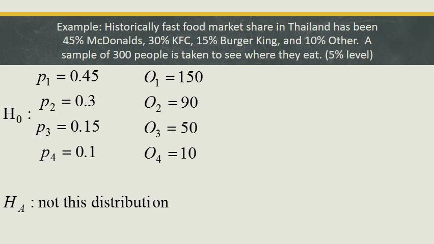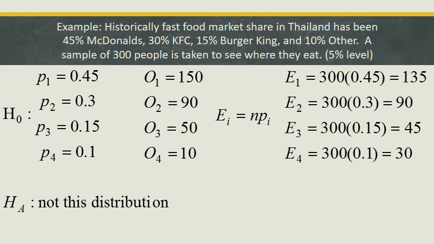After observing 300 random people, we get these results. These are the observed values. Next, we need to calculate the expected values, and we use this formula. For each category, we multiply the sample size by its proportion from the null hypothesis. And that results in these four expected values.